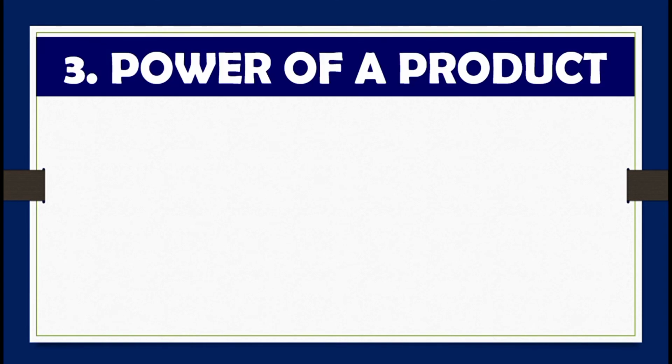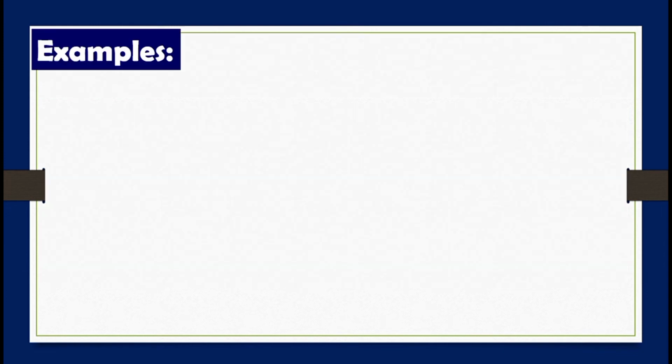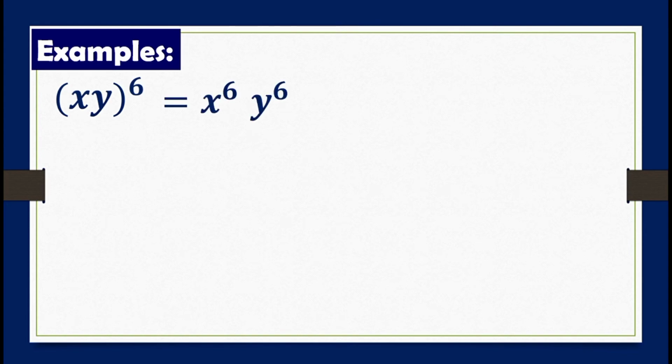Let us have the third one. Power of a product. For any real number a and b and positive integer n, quantity ab raised to n is equal to a raised to n, b raised to n. For example, quantity xy raised to the 6th power can be simplified as x to the 6th, y to the 6th power.